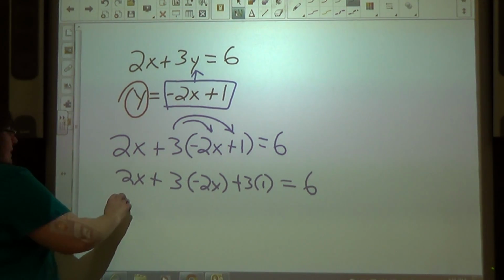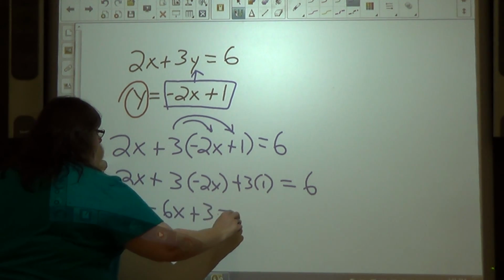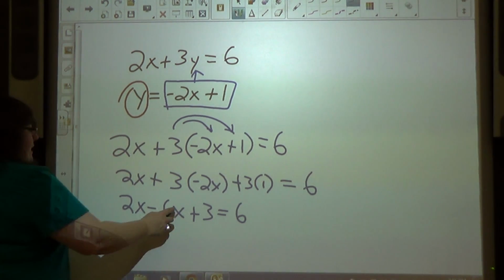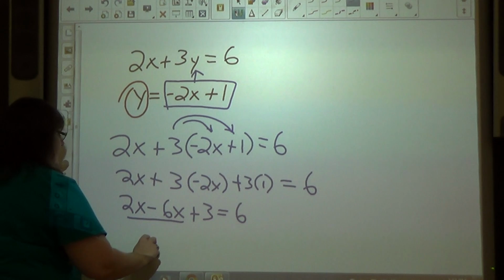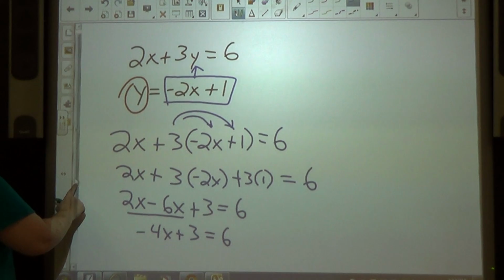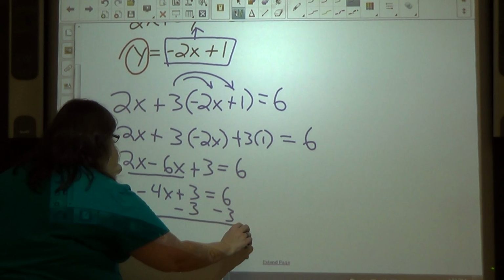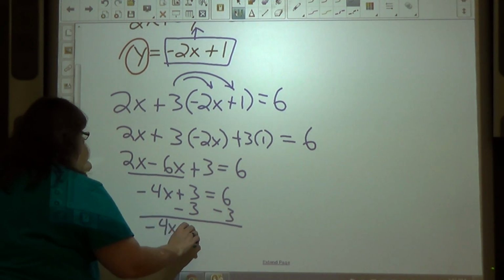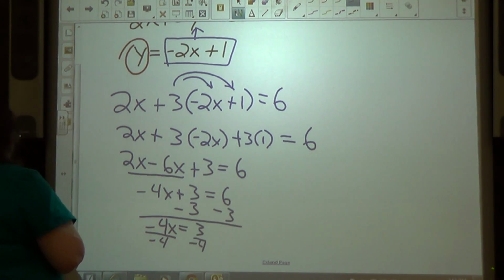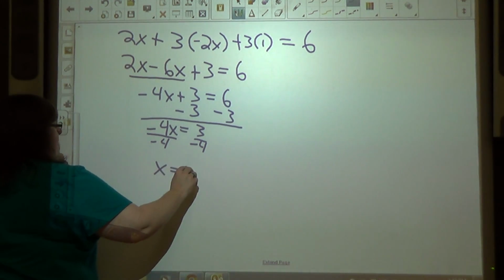Now multiply it. 2x minus 6x plus 3 equals 6. Okay? Combine these two right here. This is negative 4x plus 3 equals 6. Subtract my 3. I get negative 4x equals 3. Divide by negative 4. I get x equals negative 3/4.